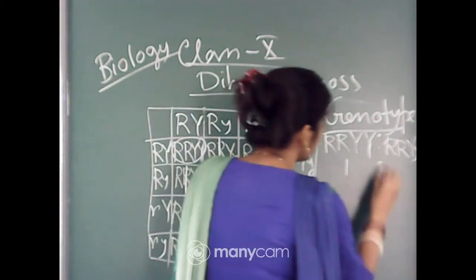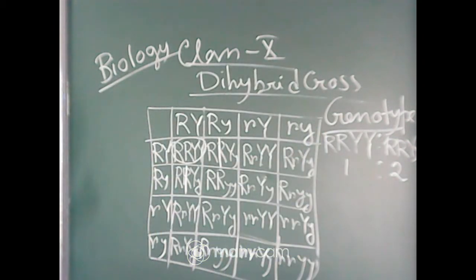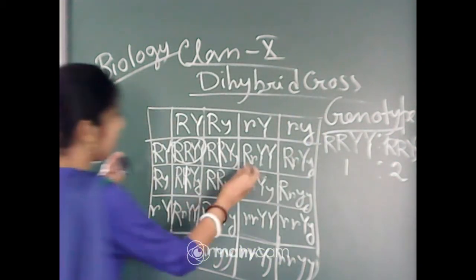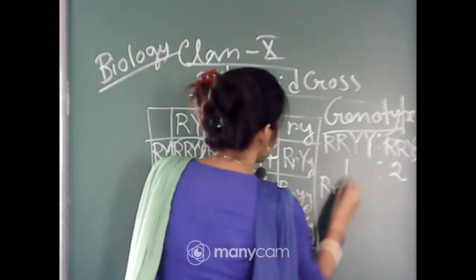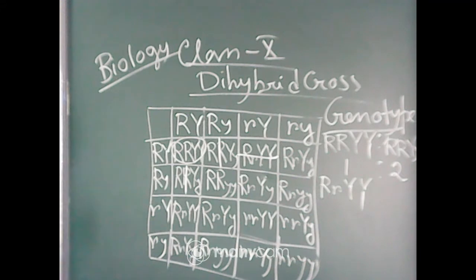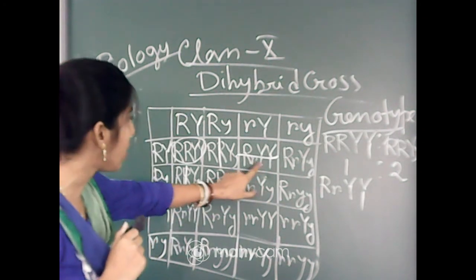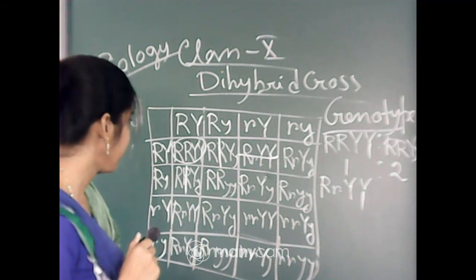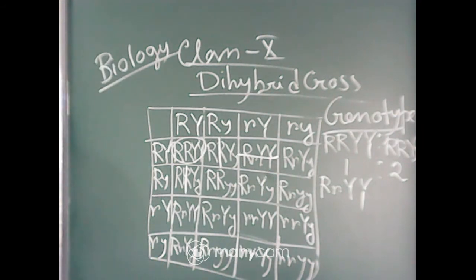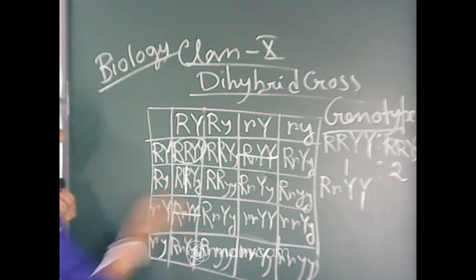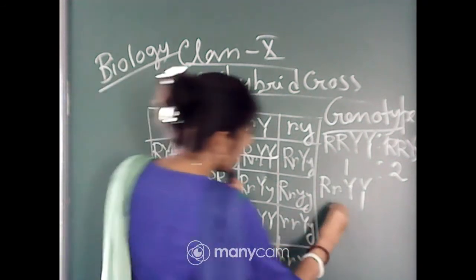Okay, so next one you will tell me. Everyone try to do it on your own. Next one is this one, capital R small r capital Y capital Y. What is the number? Tell me. Everyone try to do it. Find it out. What will be the ratio for this one? Very good, 2. So one is here and another one is here. Okay, very good. So again 2.